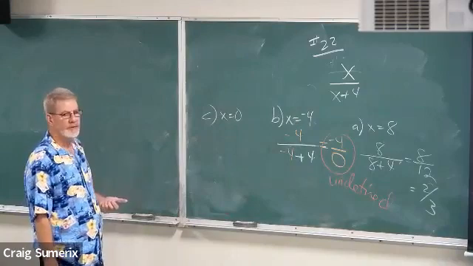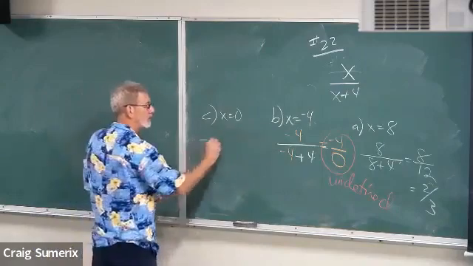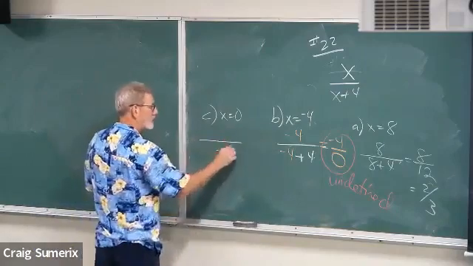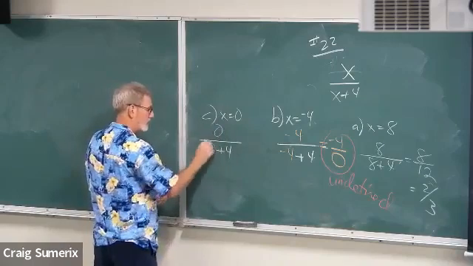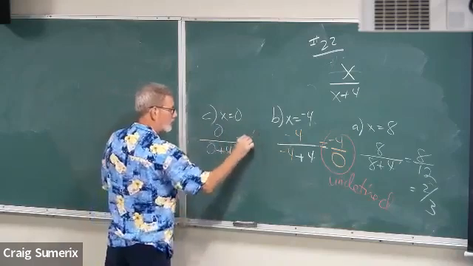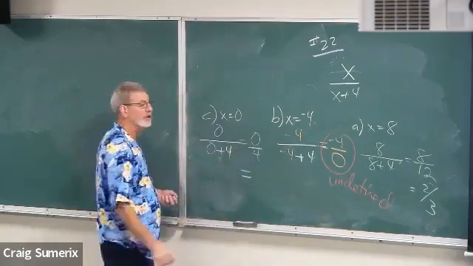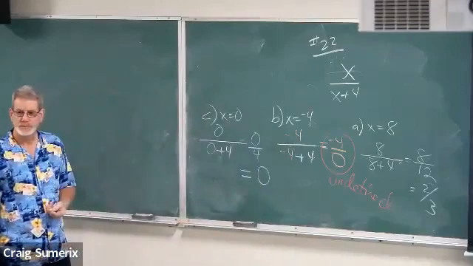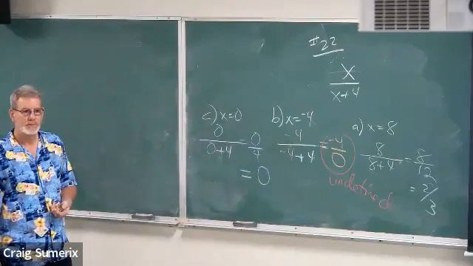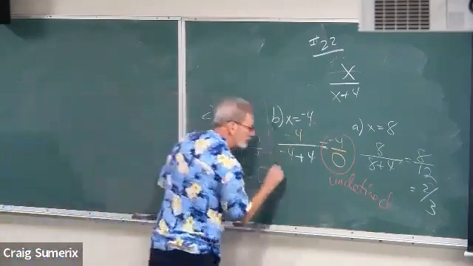What about if you put in 0? Is that an issue? Zero divided by 4 is 0. Is that an issue? No, it's not. The only one that is an issue is this.